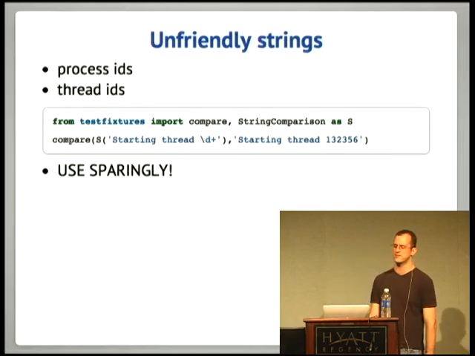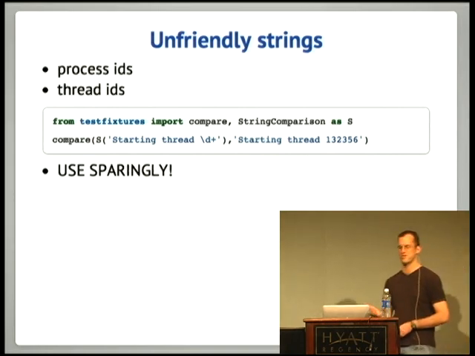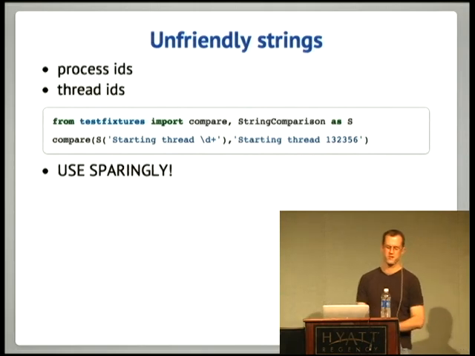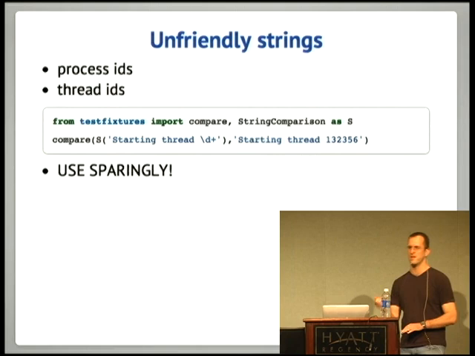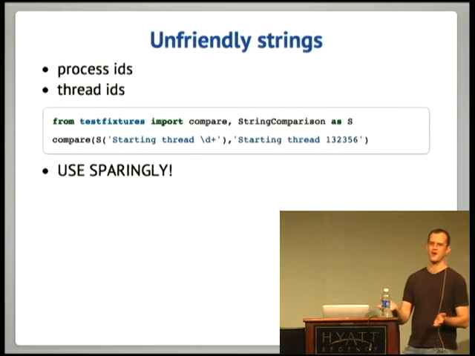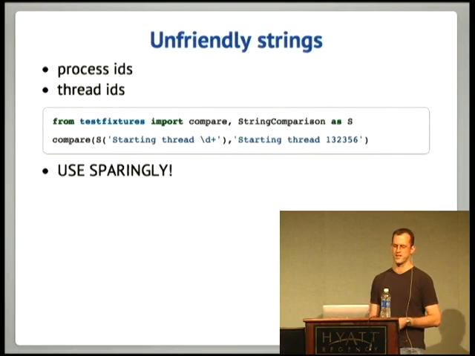This is one that I'm reticent to talk about, but it is very handy. This is a string comparison object, which I tend to import as S. It creates something that behaves much like a string, except when you compare it with another string, it actually does a regex comparison. So where this is really helpful is where you've got things like thread IDs and process IDs, where you basically just want a number in there, and there's no way in your test you're going to know what that number is. So just say, look, I want my number there.